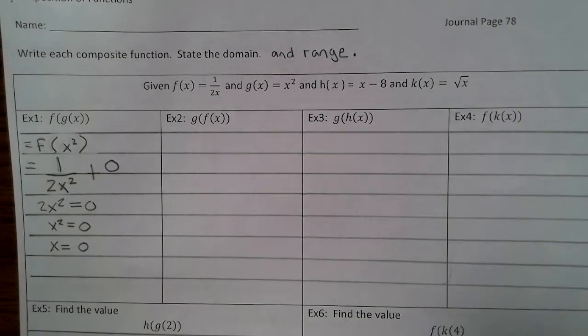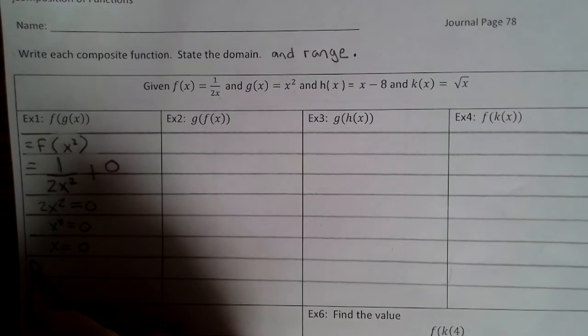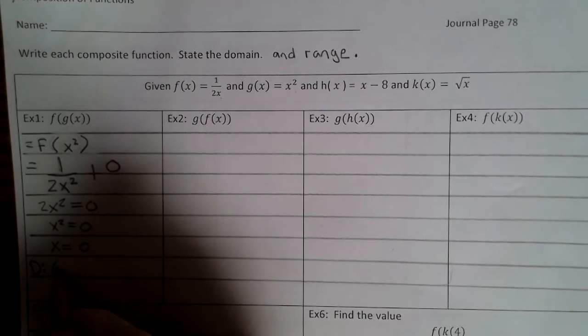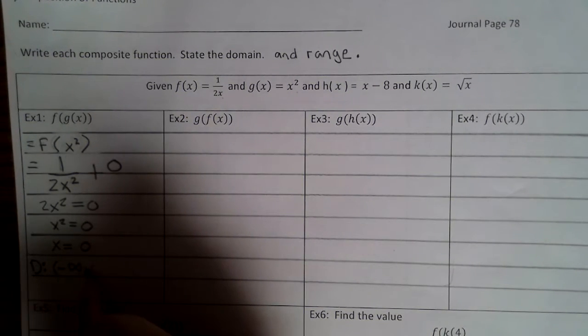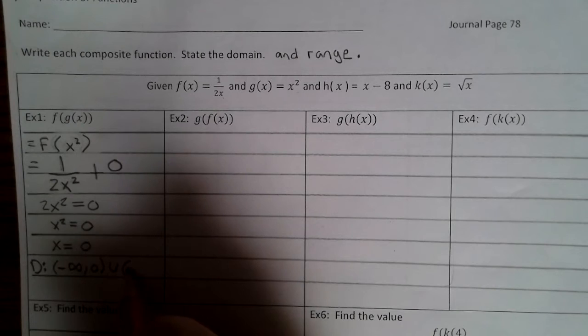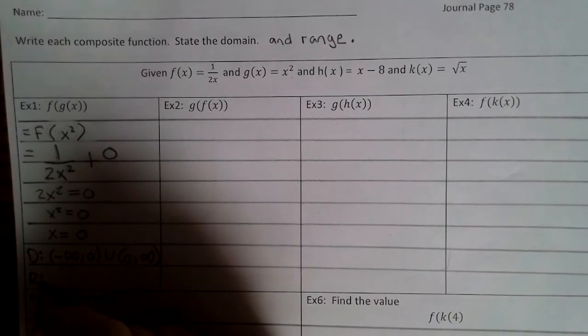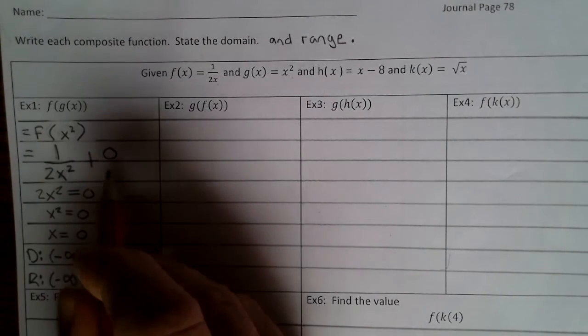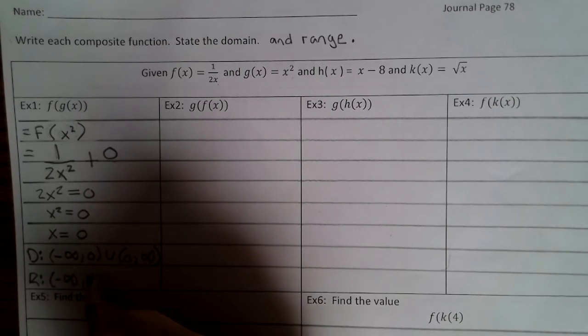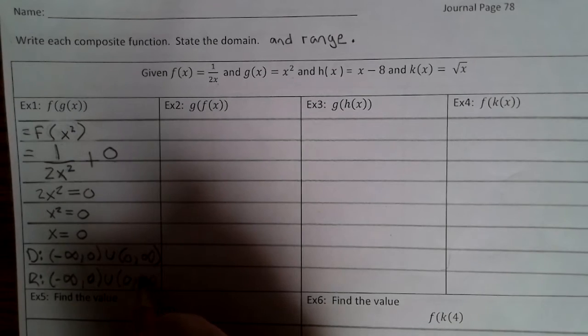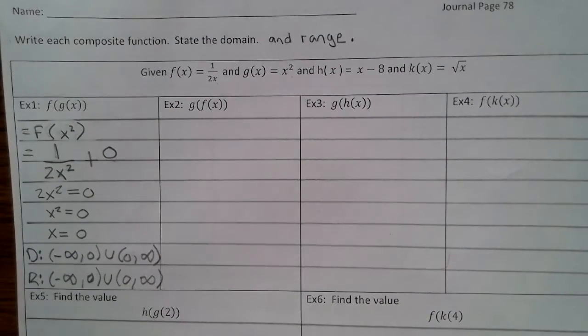So your domain would be negative infinity to 0 or 0 to infinity. Now for the range, that's negative infinity to 0 or 0 to infinity. All right, go ahead and finish up example 1. All right, now let's take a look at example 2.